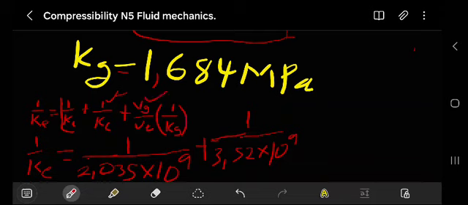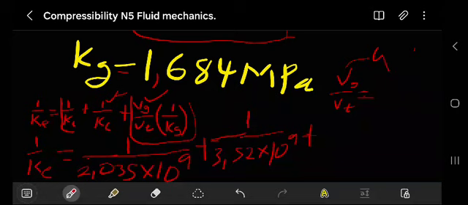Let us go to Vg over Vt. This part here is Vg over Vt. I've explained this, and it's also given on the formula sheet. You must know this. It represents air, the percentage of air.